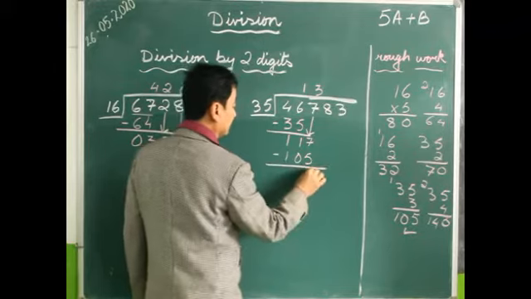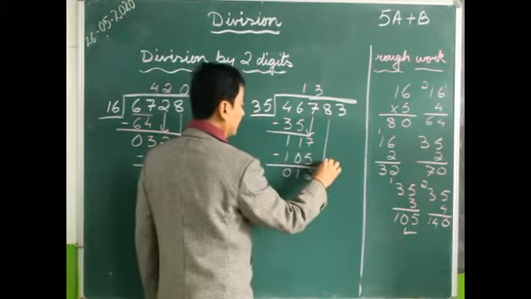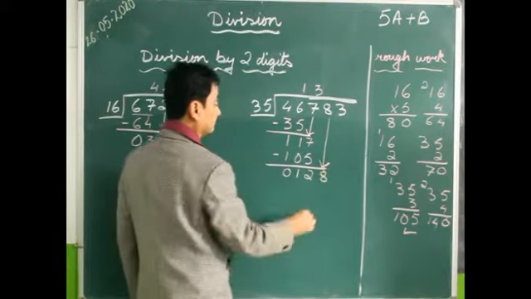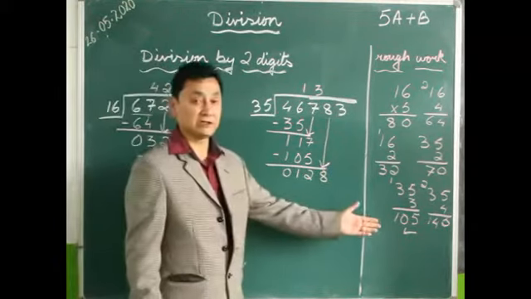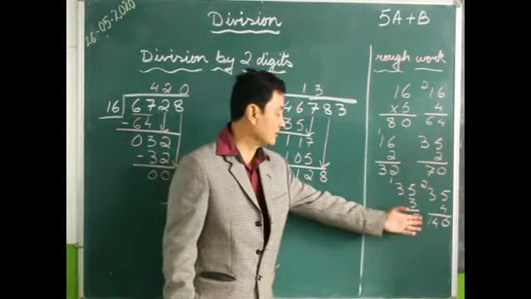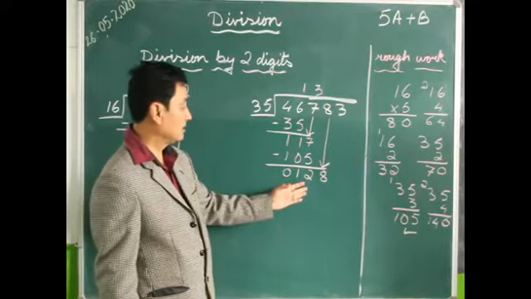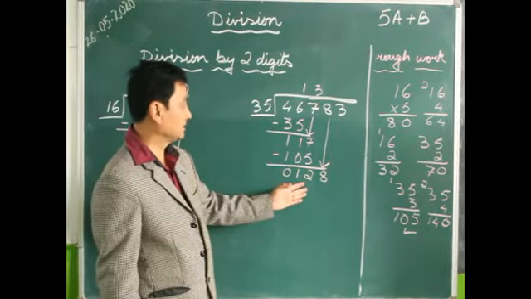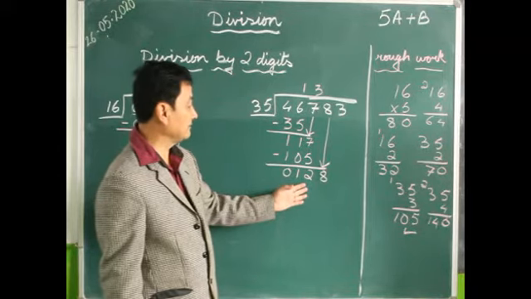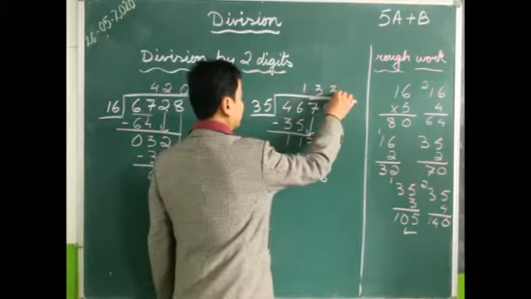105. 7 minus 5, 2, 1 minus 0, 1 and 0. Bring down 8. The same thing, we have already done our calculations. 3 is 105, 4 is 140. So we already got our answer. So 35 goes into 120 how many times? 4 or 3 times? 3 times. Good.